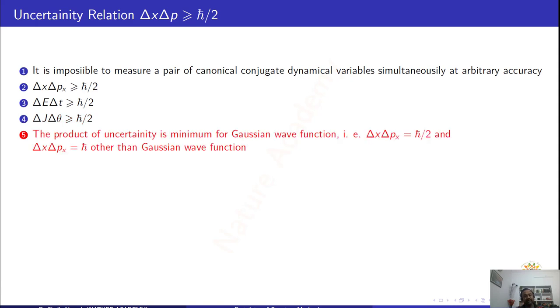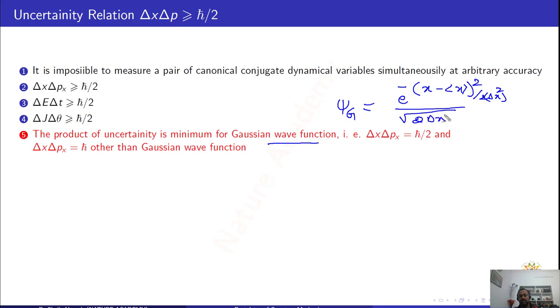The fifth point here is very important. The product of uncertainty is minimum for the Gaussian wave function. What is the Gaussian wave function here? I will write the Gaussian wave function, psi of g. It will be like e power minus x minus expectation value of x, whole square, by 2 into delta x whole square, and divided by under root.